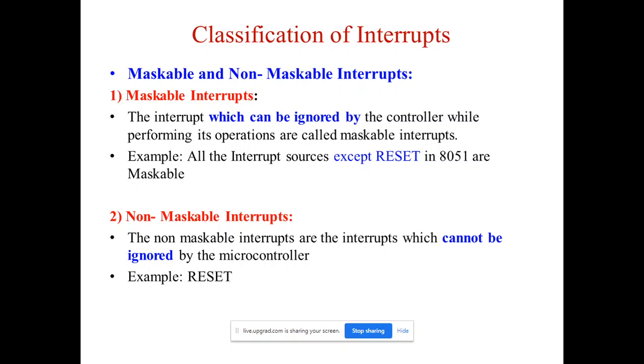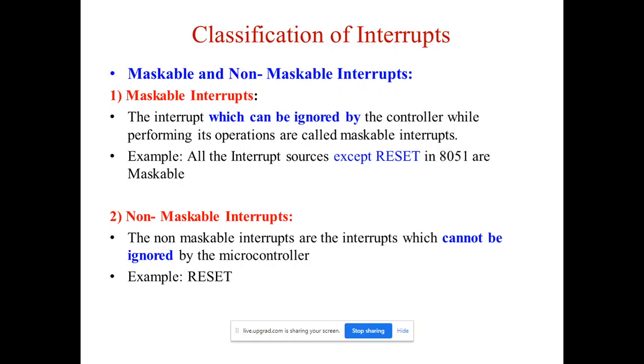Means you must provide service to it. Okay, otherwise it will damage your plant or damage your embedded system. You must provide service to it first. And in this fashion you are splitting your interrupt into two types. One is maskable: you can mask it or ignore it as per your demands. The other is non-maskable, which means you must provide service to it. And in our interrupt sources, reset is the non-maskable interrupt. Agree for this?